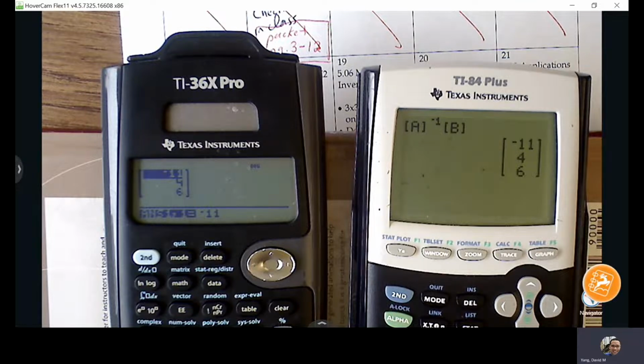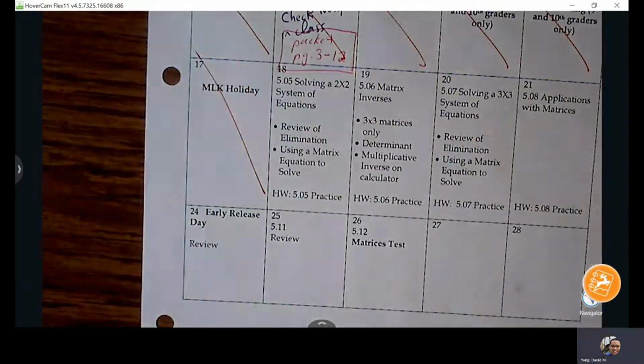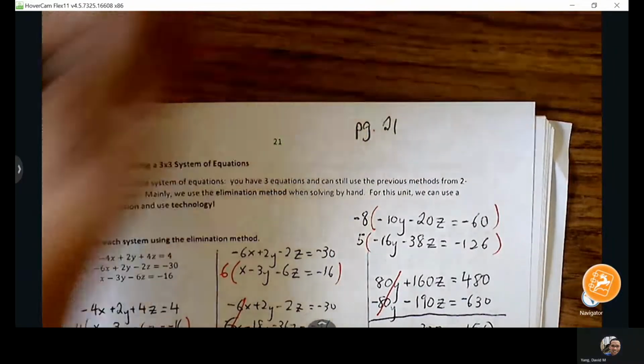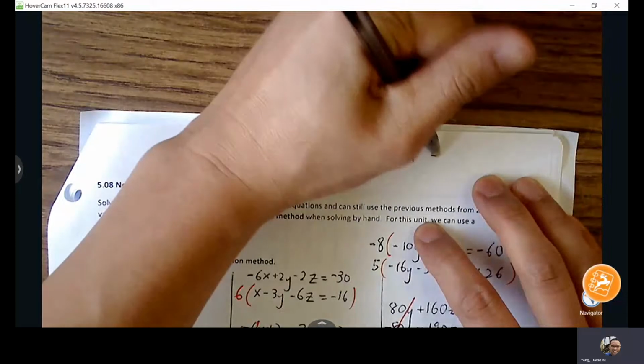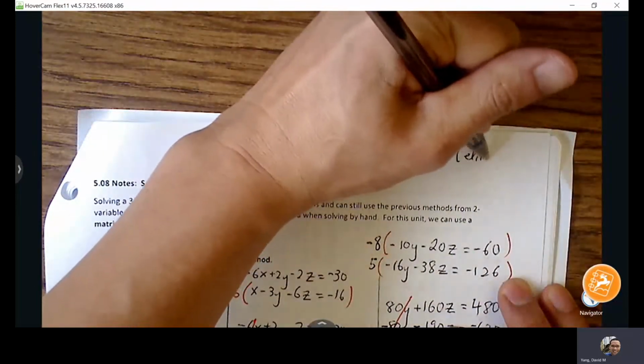Okay, so this will be a short class. I just want us to do a few problems here. So let me write out your assignment here. Okay, so on page 21, you're going to do number 2. Number 2, you're going to use elimination method.